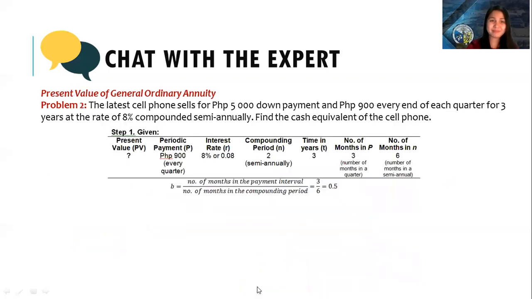The next one. The latest cell phone sells for 5,000 down payment and 900 every end of each quarter for 3 years at the rate of 8% compounded semi-annually. Find the cash equivalent of the cell phone. Now, 5,000 is your down payment, while 900 is your regular payment. That's the periodic payment, at the end of each quarter for 3 years.